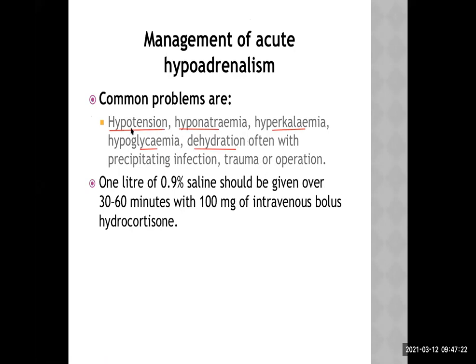So how do we tackle it? We have to tackle the hypotension first. We have to bring the blood pressure back to normal, and this is done by crystalloid. Okay, done by crystalloid, 0.9% normal saline, 1 liter of 0.9% normal saline, or even lactated ringer should be given over 30 to 60 minutes with 100 milligram of intravenous hydrocortisone. So this is how we start to treat this acute hypoadrenalism. We have given hydrocortisone or cortisol as well as fluid.